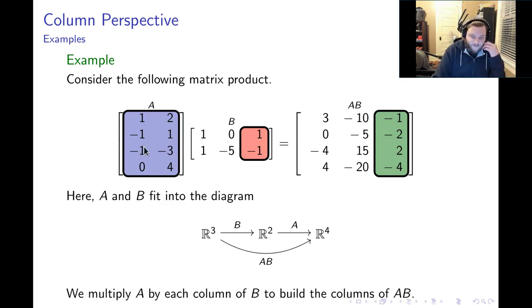A is 4 by 2, and B is 2 by 3. So right away we know we're allowed to multiply these matrices together because the number of columns of the matrix on the left is the same as the number of rows of the matrix on the right. And once we multiply these two matrices together, we know that we'll build a 4 by 3 matrix. And this column perspective says we can build the columns of this new matrix by taking the matrix A on the left here and individually multiplying by each column of the matrix B.